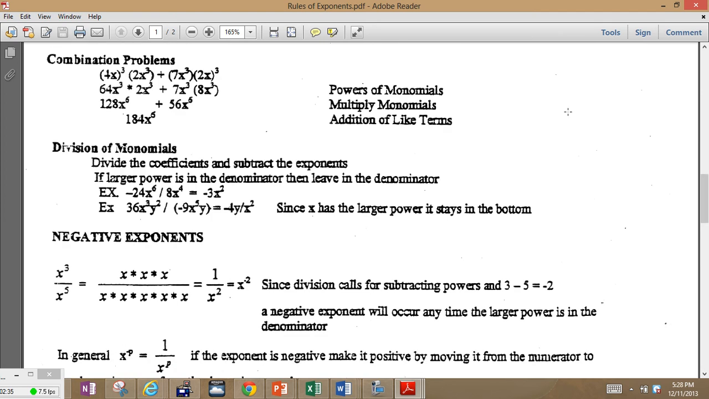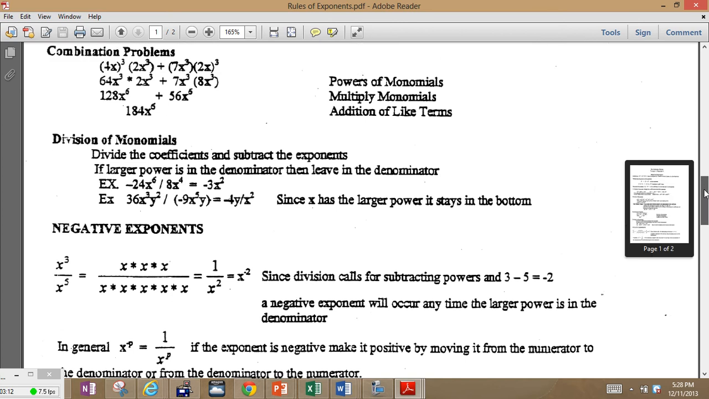Division is, of course, the opposite of multiplication, so the opposite rules apply. So on the multiplication, we added the exponents. On the division, we subtract the exponents and divide the coefficients. Example, okay, is stated here. Negative 24x to the 6th divided by 8x to the 4th. Negative 24 divided by 8 is negative 3, x to the 6th divided by x to the 4th is x to the 2nd, okay?